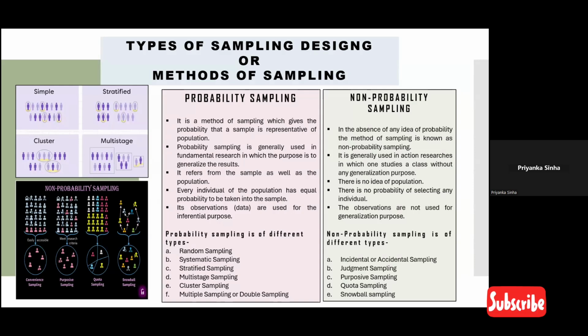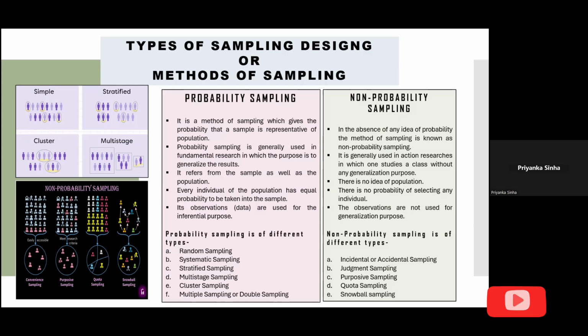Here are the methods of sampling: probability sampling and non-probability sampling. Probability sampling is the method of sampling which gives the probability that a sample is representative of a population, like random sampling, systematic sampling, stratified sampling, and multi-stage sampling. In the first figure, simple random sampling, we choose a random specific sample from the overall population.